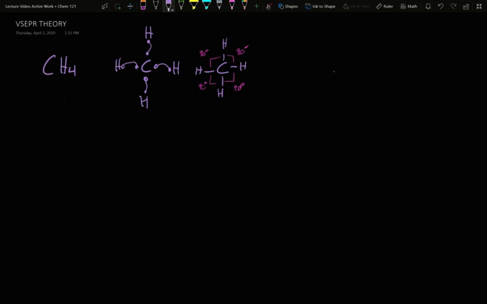If you have methane, it is a carbon, one hydrogen goes up, one hydrogen goes over at approximately 109.5 degrees. One hydrogen is going away into the board, and one is coming out at us. So a little forced perspective there. And they all have about 109.5 degrees between them.